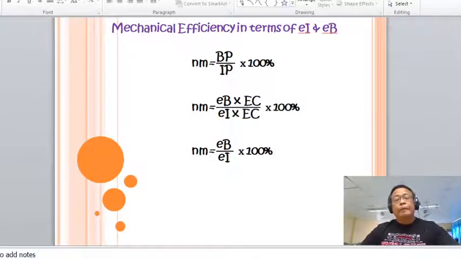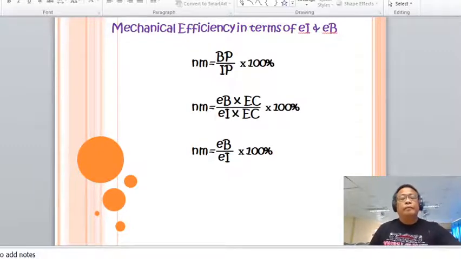Another is the so-called mechanical efficiency, which is in between the indicated power and the brake power. This mechanical efficiency is an efficiency due to the friction losses of the engine. Of course, the higher the mechanical efficiency, the higher the brake power developed. From the formula, mechanical efficiency is equal to brake power over indicated power.